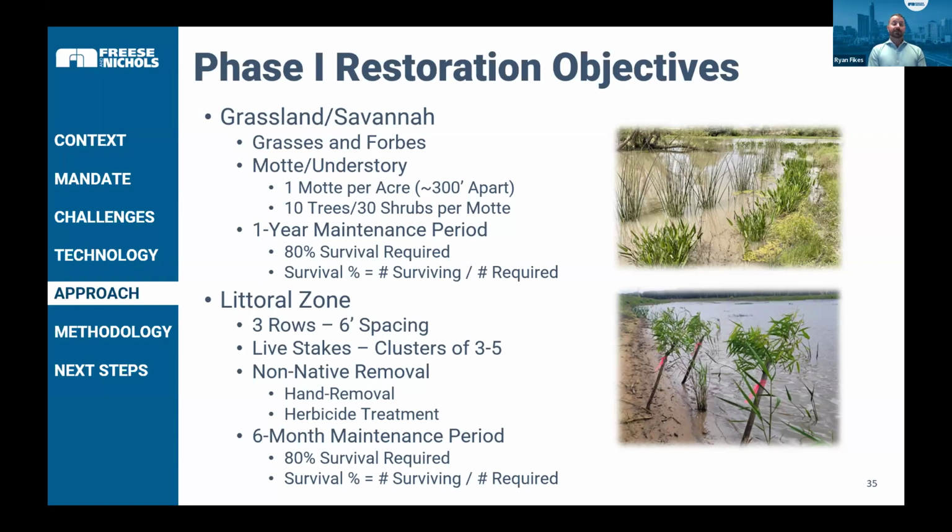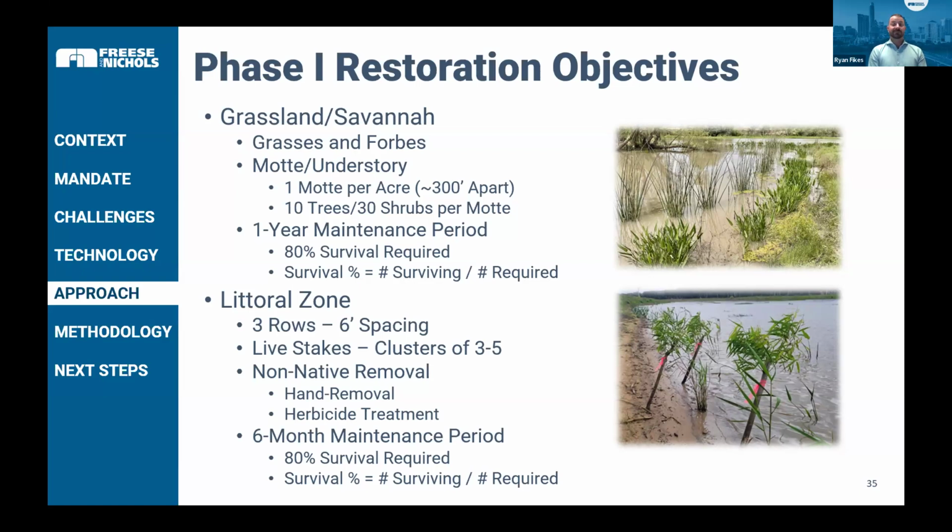And so down in the littoral zone, we had 3 rows of veg at 6-foot spacing, different lists of species per each of those 3 rows based on the inundation factors, and also the water levels at the time of planting to maximize success. Bottom right image there shows an example of some live stakes, such as black willow, that we put in about every 100 feet of clusters of 3 to 5.